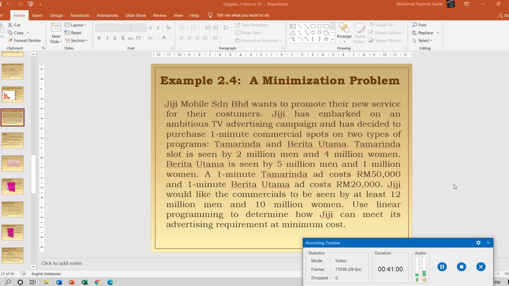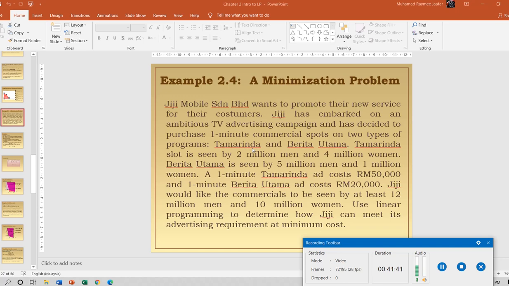So I took as the S1 and S2. Okay, so you detect the x1. What is the keyword that you know that x1 is the 1 minute ad during Tamarinda? Tamarinda, yes. Based on the two types of program. Okay, so 2 types of program. So from here, 1 minute commercial spot. Okay, good. Thank you, Kailing.